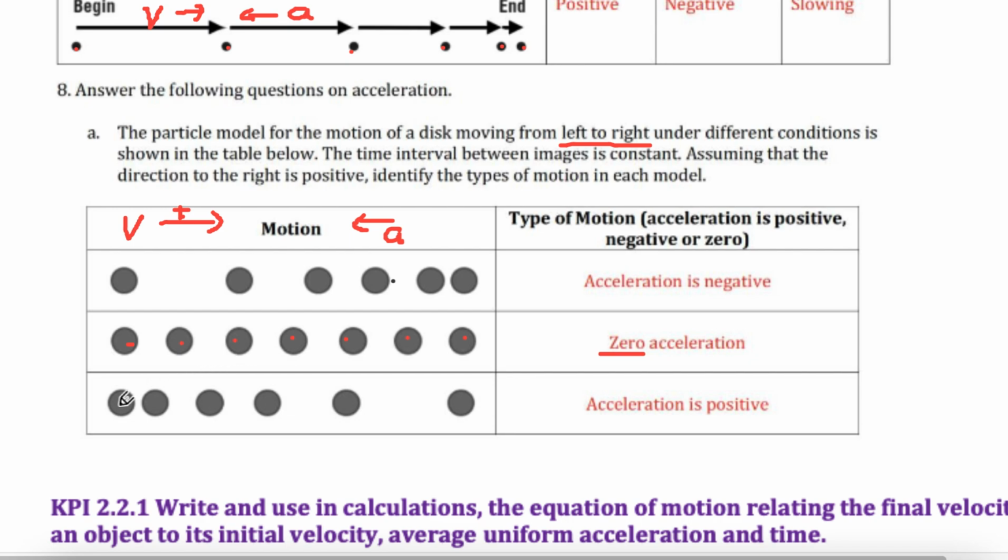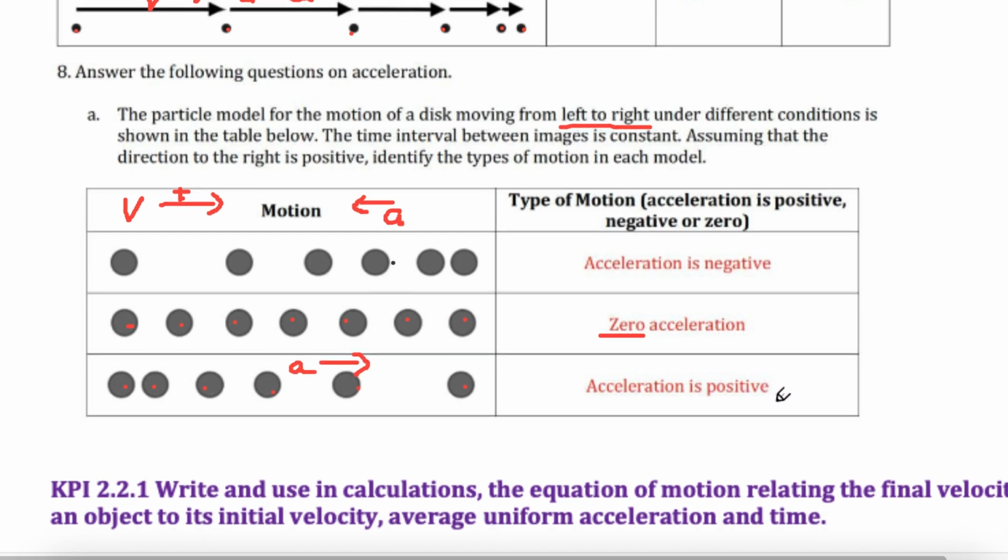Finally, this is going to the right, of course, as it says up above. It is getting faster. So if it's getting faster to the right, the acceleration must also be to the right in order to speed it up.